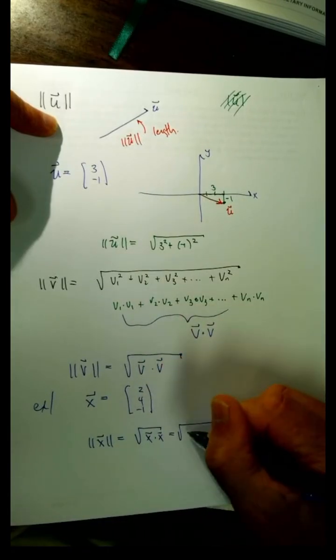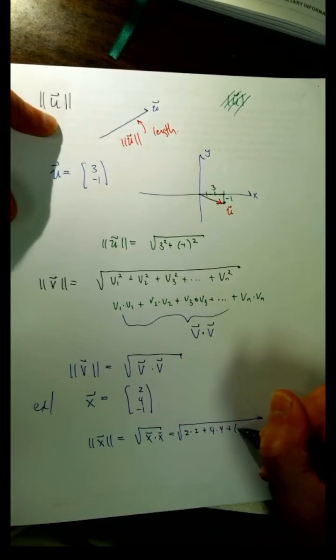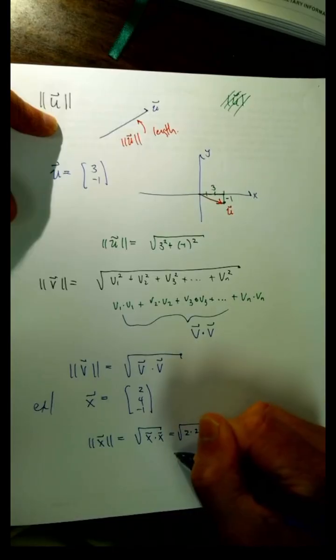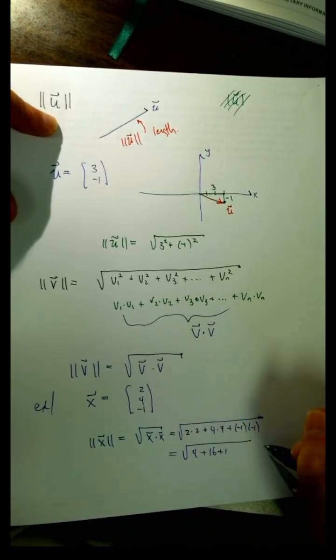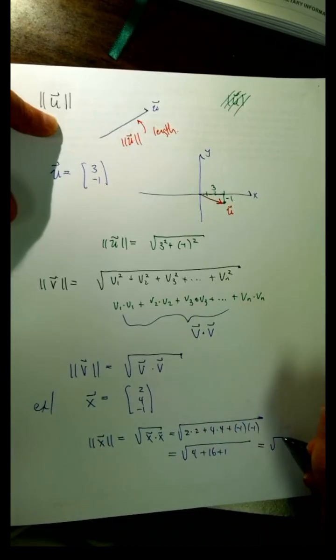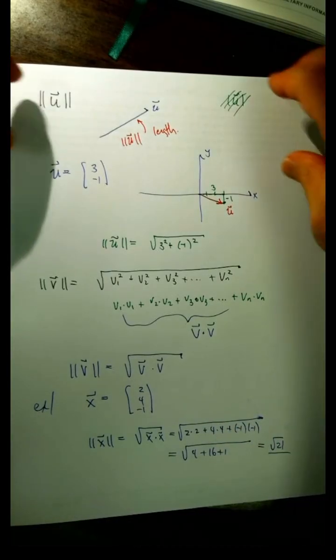So x dotted with x is going to be 2 times 2 plus 4 times 4 plus minus 1 times minus 1. It's going to be the square root of 4 plus 16 plus 1. It's going to be what? Square root of 21. So the length of that vector is the square root of 21.